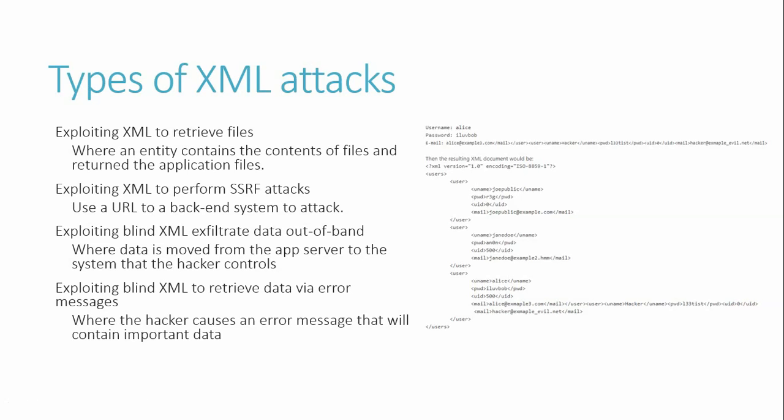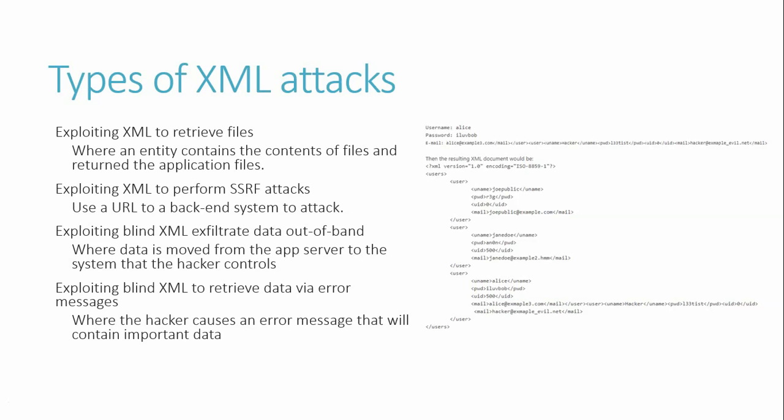So you see in this one, you can see where the entity contains the contents of the file. You can see the XML to perform an SSRF attack. That's usually how to interact with the backend systems and to get URLs. Even if they're not shown, they'll still try to get to them.